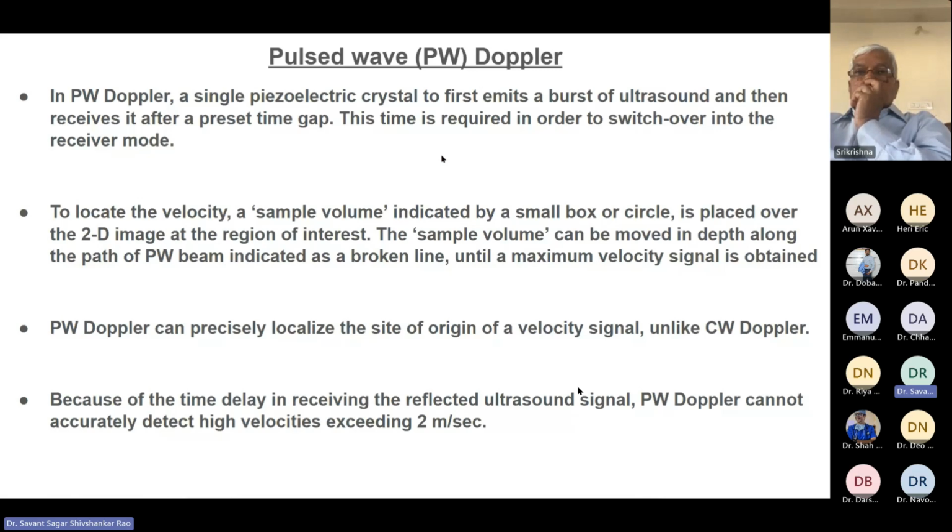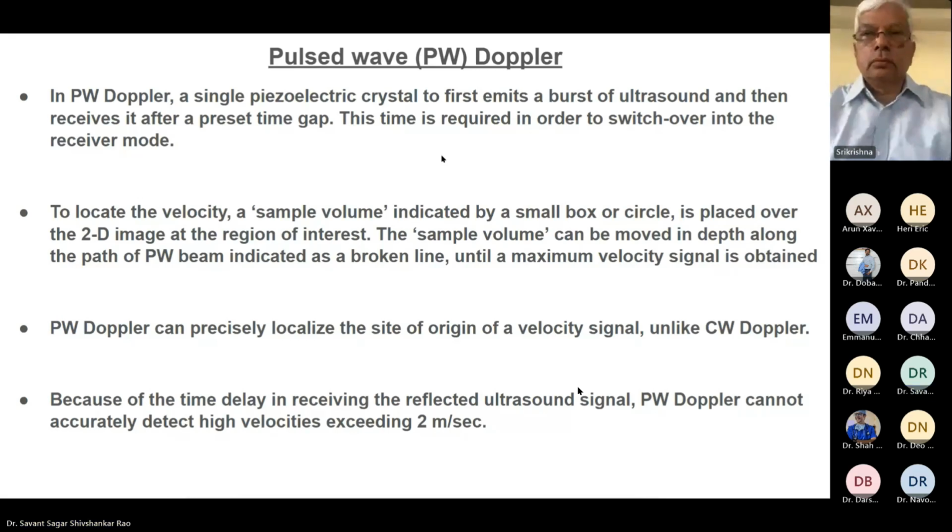The sample volume can be moved in depth along the path of the pulse wave beam, indicated as a broken line, until a maximum velocity signal is obtained. Pulse wave Doppler can precisely localize the site of origin of the velocity signals, unlike continuous wave Doppler. Because of the time delay in receiving the reflected ultrasound signals, pulse wave Doppler cannot accurately detect high velocity exceeding 2 meters per second.